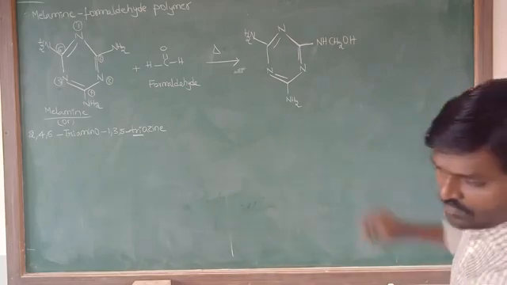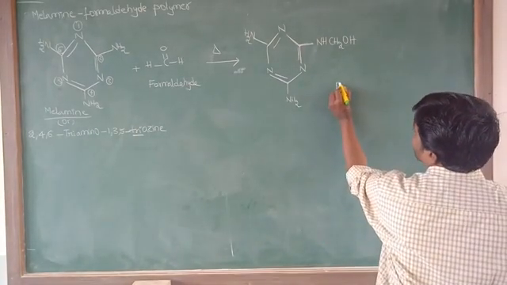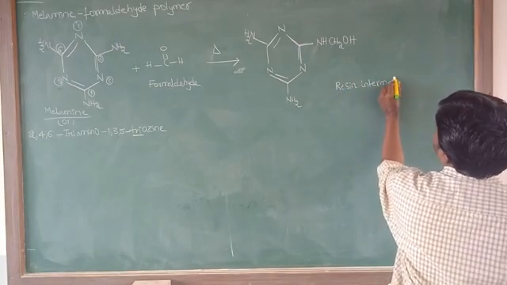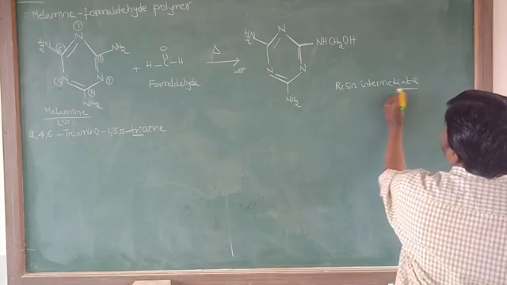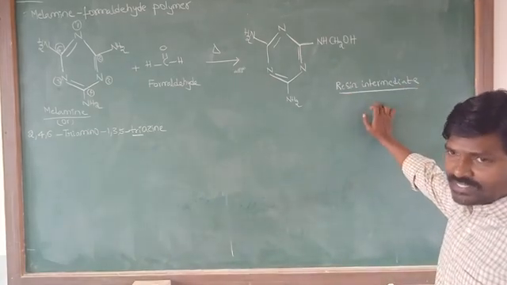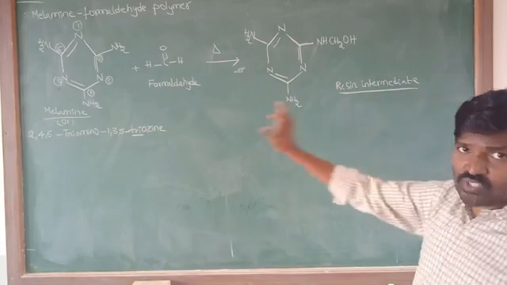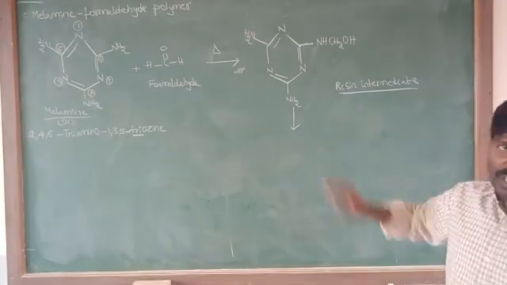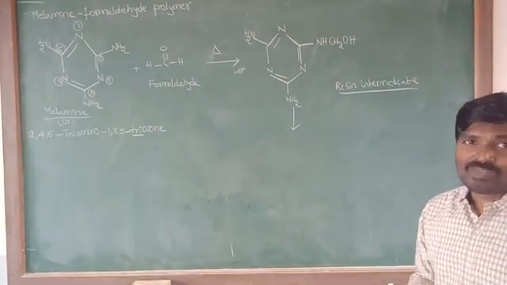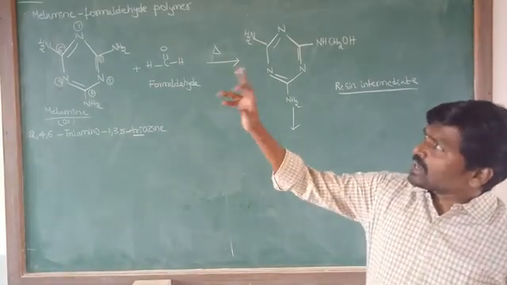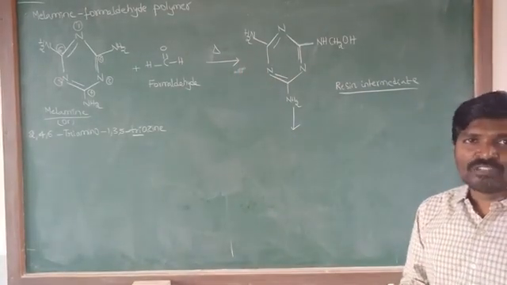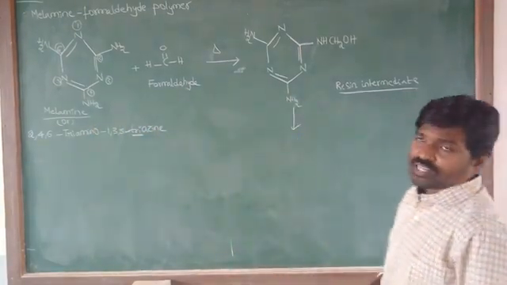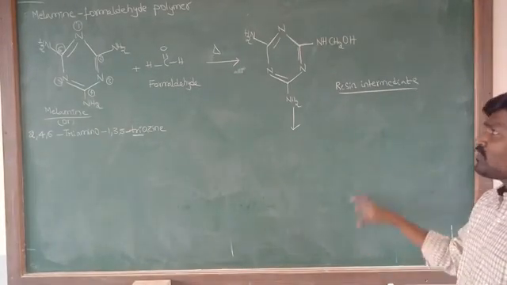Such an intermediate is formed, that is the resin intermediate, during the course of the reaction. Now this is our polymerization, and finally we observe the formation of the polymer. What is the name of that polymer? Melamine formaldehyde polymer. It is called that because the reaction is carried out between melamine and formaldehyde, and so we observe the formation of the polymer.